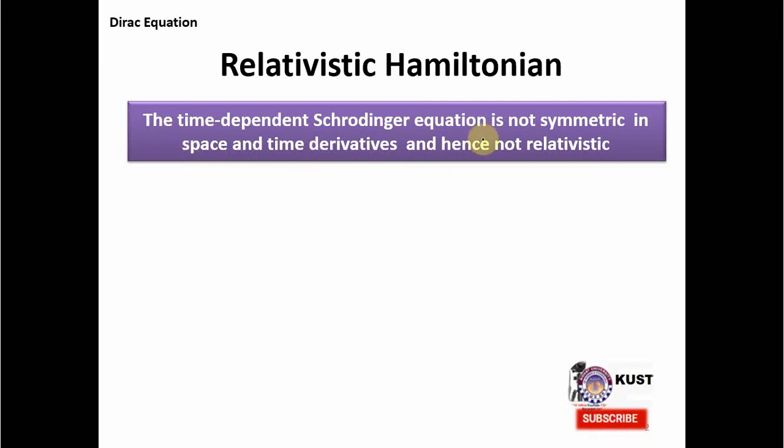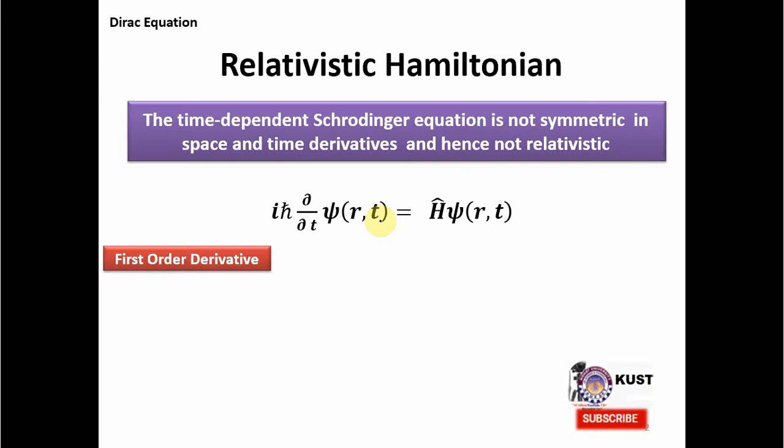The time-dependent Schrodinger equation is not symmetric in space and time derivatives and hence not relativistic. If you look at the Schrodinger equation, on the left side we have the term i h bar del by del t psi, where psi is the wave function, which is a function of position and time. You can see over here that the energy derivative is first order. That means there is only one derivative and its power is 1.